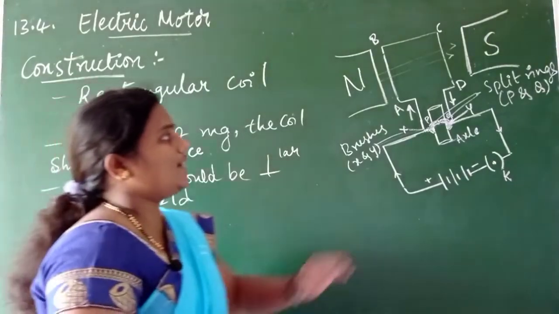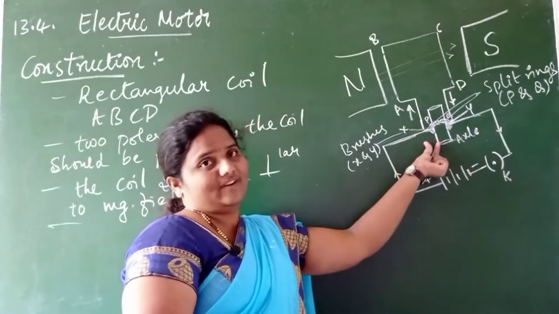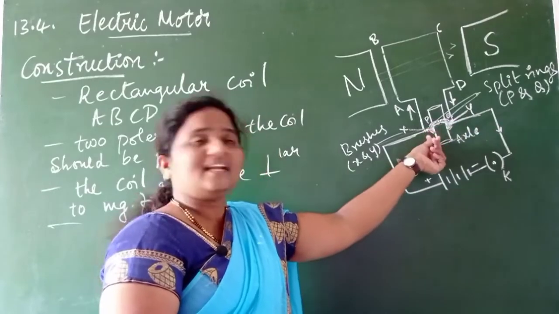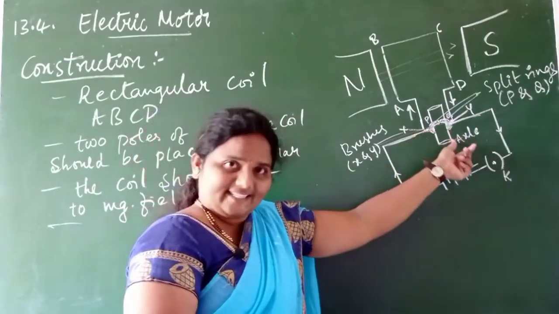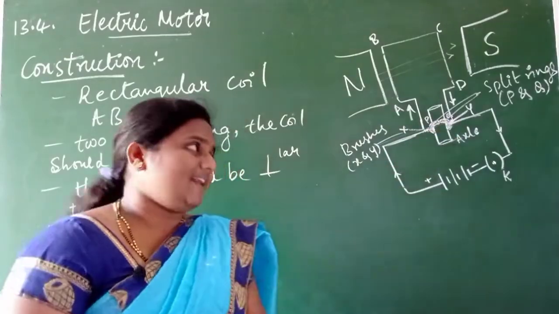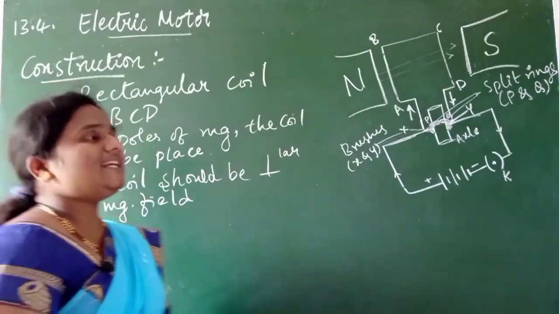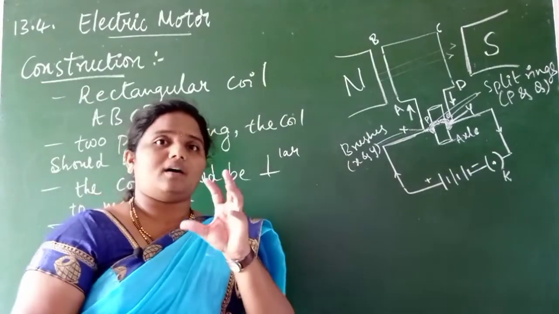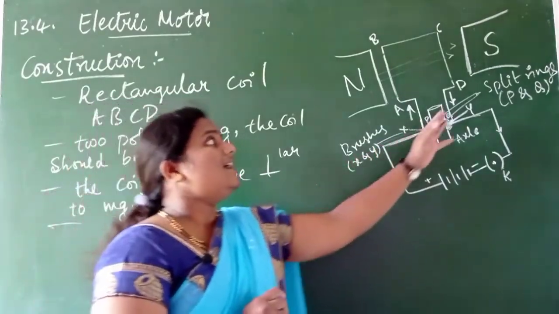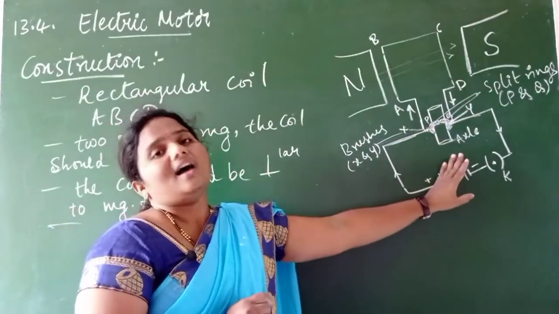And the next one is the ends of the coil. Children, here you have to concentrate very carefully. The two ends of the coil are connected to the split rings, isn't it, children? Then you may ask, what is meant by split rings? The split rings are just like a half semicircle, or you can imagine them like that. Split rings or half rings are widely used in an electric motor.